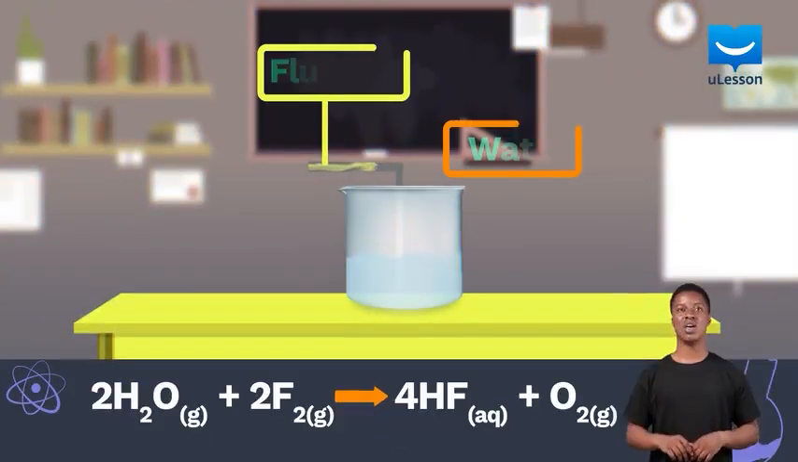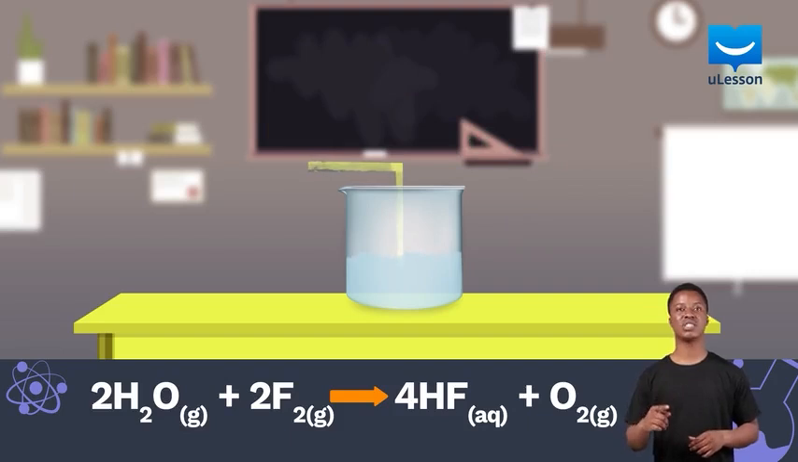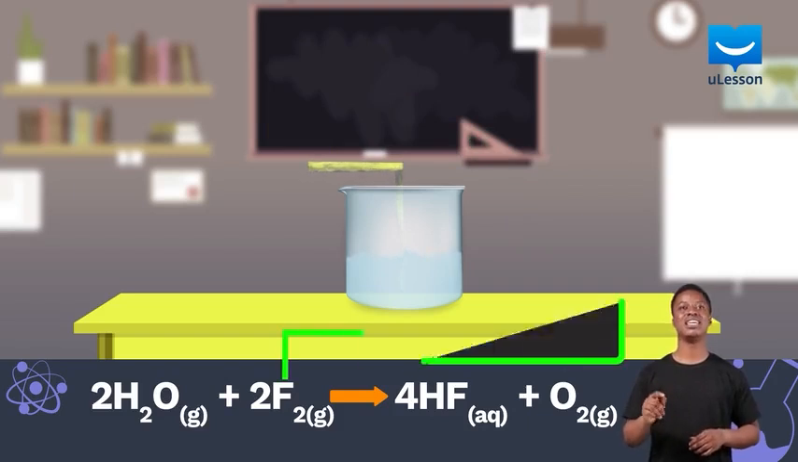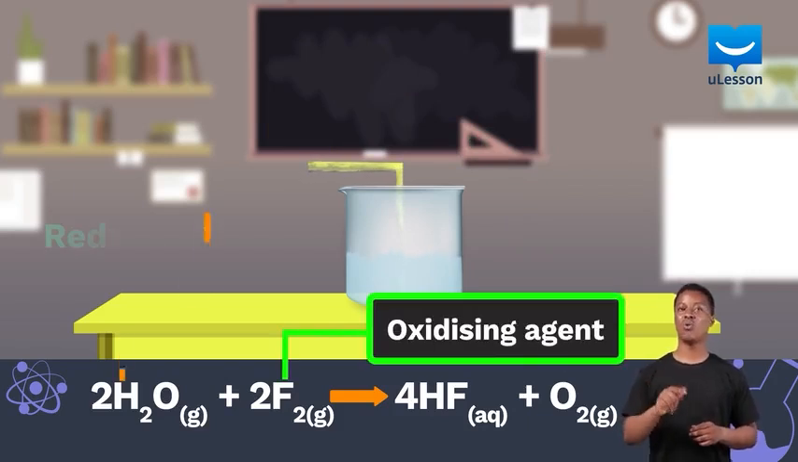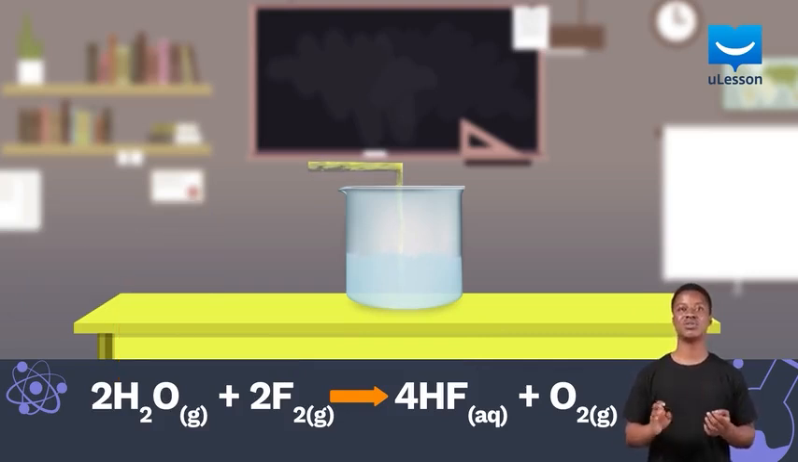On the other hand, when water reacts with fluorine, it acts as a reducing agent. Water will lose its hydrogen atoms to fluorine, which accepts electrons very readily. Fluorine, therefore, is the oxidizing agent here, while water is the reducing agent. All substances can either accept electrons or donate electrons, depending on their reaction.